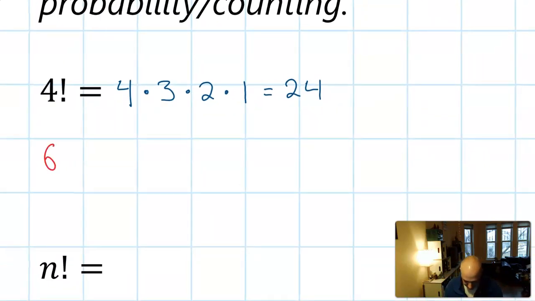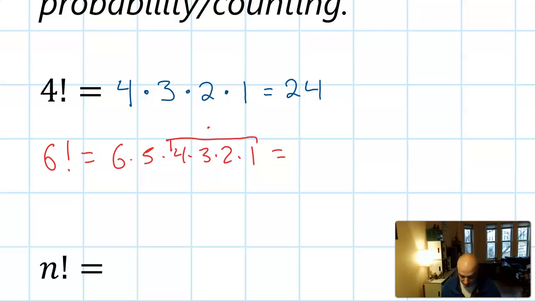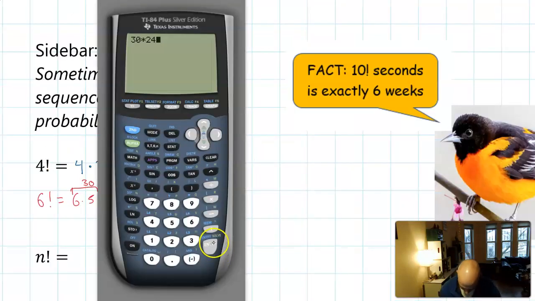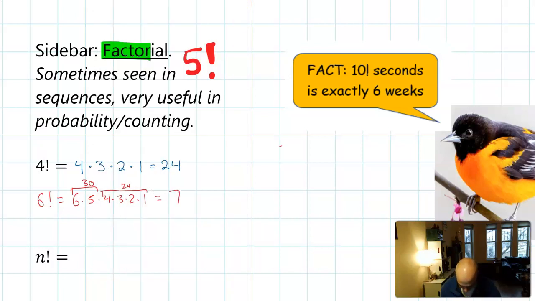You can check this out. We could do 6 factorial. Well, that would be 6 times 5 times 4 times 3 times 2 times 1. We can be a little smart here. I already just found 4 times 3 times 2 times 1 is 24, and 6 times 5 is 30. So again, we can group and do 30 times 24, which is 720. Whoa, that got big really fast. So that actually is a really cool thing about factorials. They grow incredibly quickly.